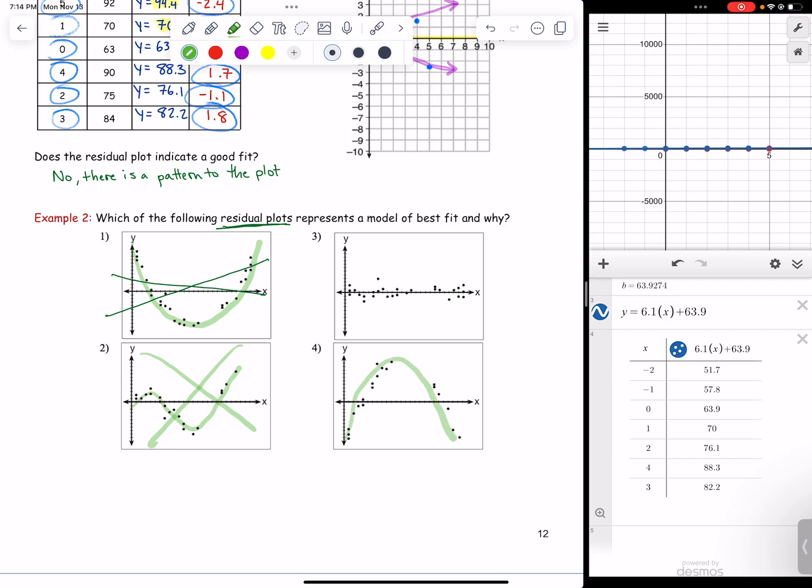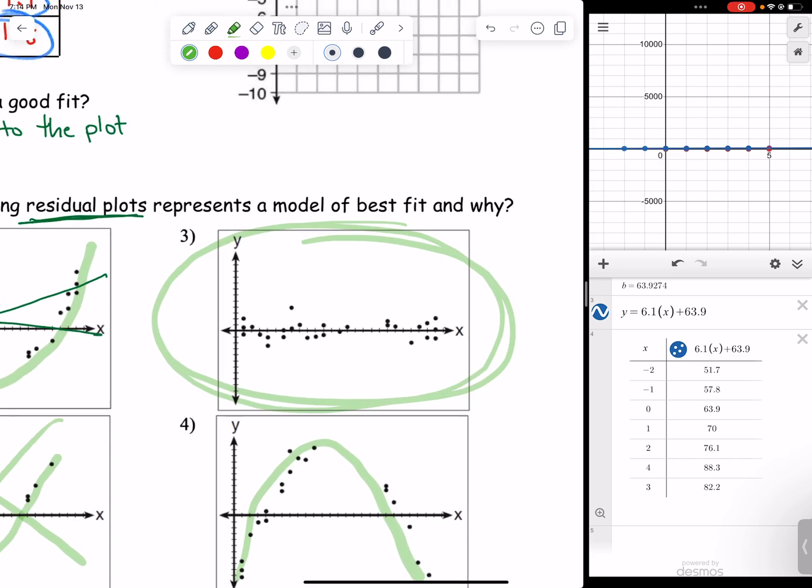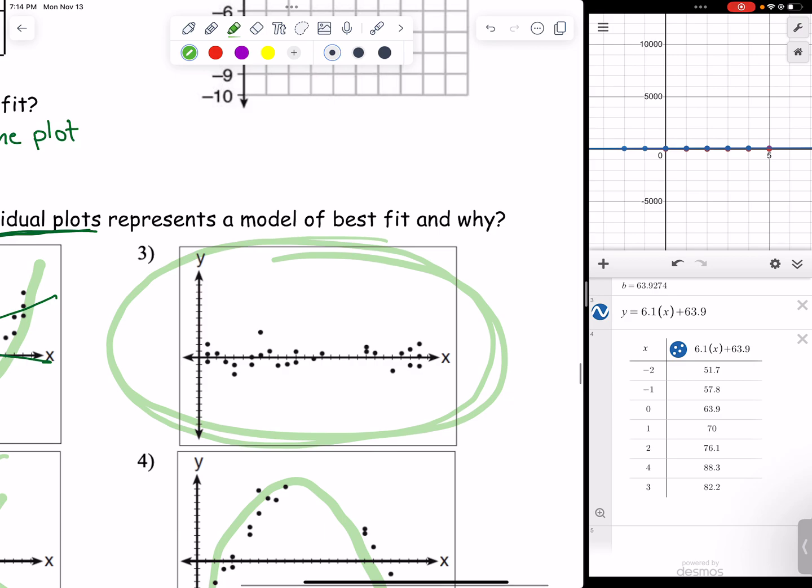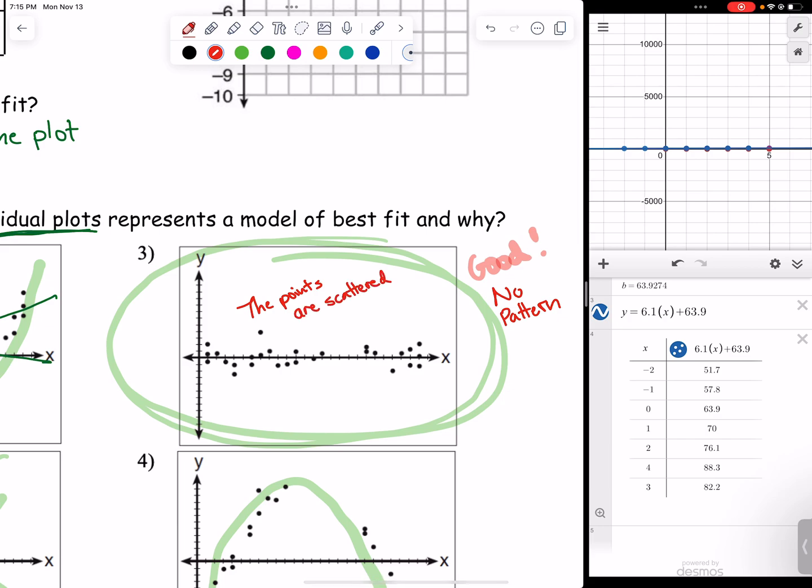So number 3 would be the winner, because it looks like the points are just evenly scattered around the x-axis. Some are below, some are above and some are right on that x-axis. So we want to say this one is good because it has no pattern that we can pick out. The points are scattered. So let's write the points are scattered around the x-axis, which is what we want. This is the winner. Okay, so that's it for these notes.